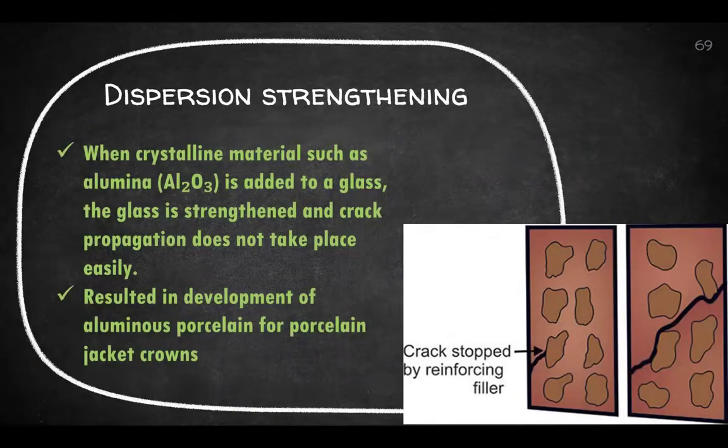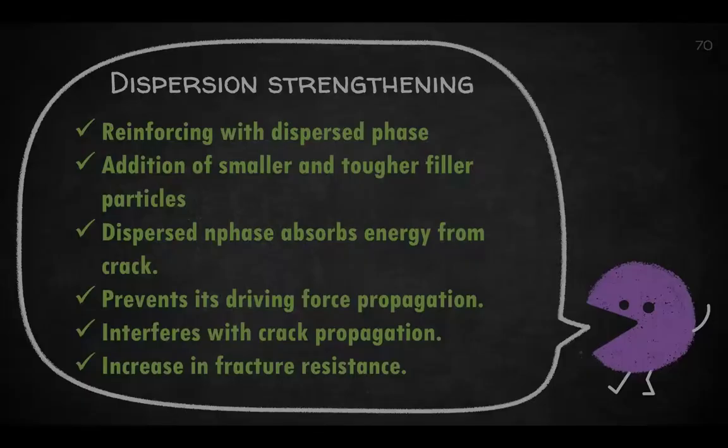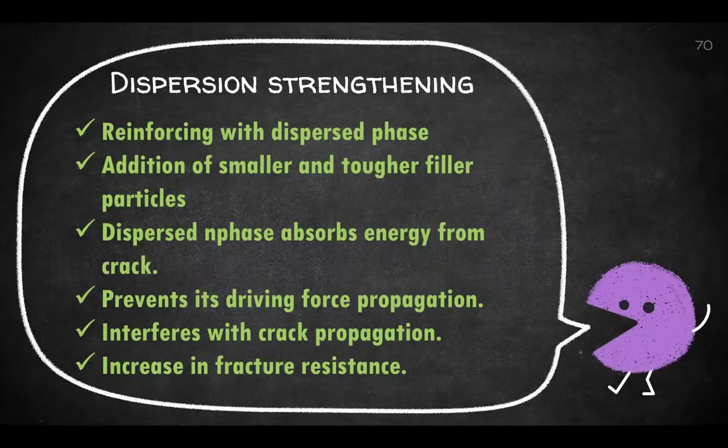In dispersion strengthening, crystalline materials such as alumina are added to a glass and the glass is strengthened, and crack propagation does not take place easily. You add something like alumina. A ceramic or porcelain rich in alumina is known as aluminous porcelain or aluminous ceramic. Dispersion strengthening reinforces with a dispersed phase, achieved by adding filler particles. This helps in absorbing energy from a crack and interferes with its propagation, thus improving fracture resistance of the ceramic material.